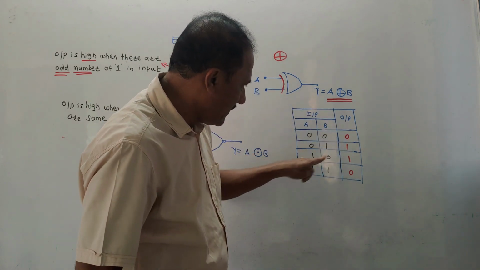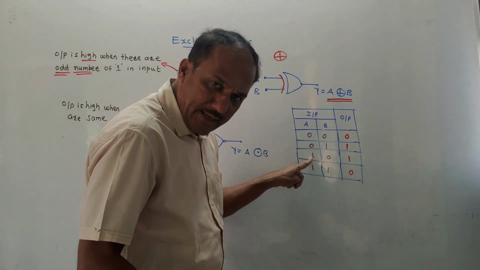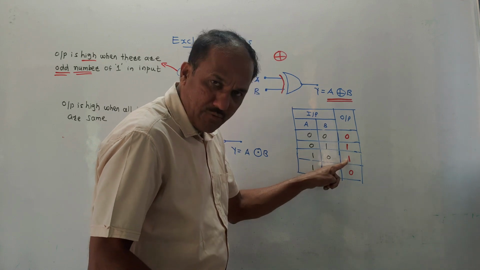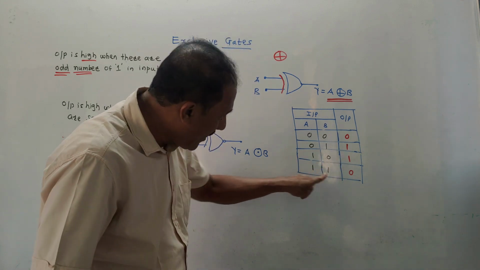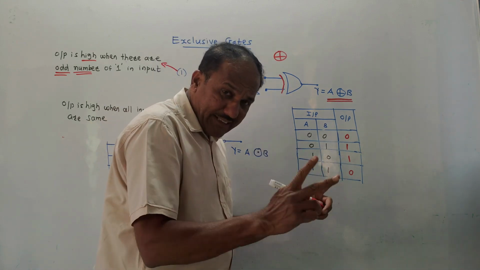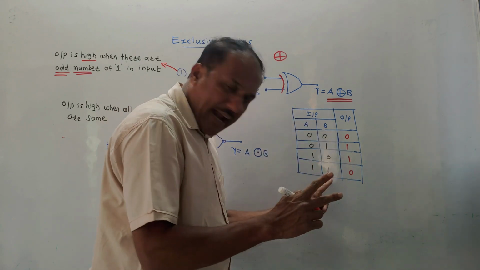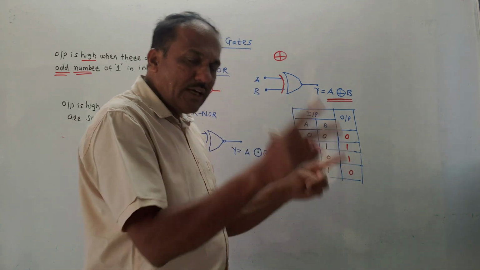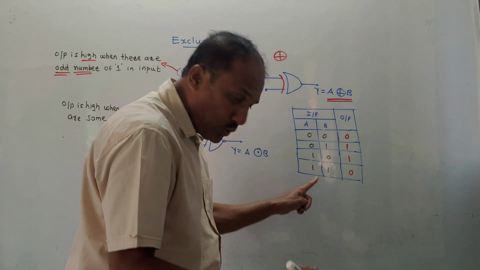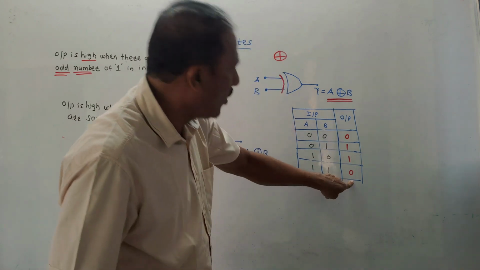So output is 1. Then 1, 0. Again, only one time logic 1 is there. So output is 1. That is high. Then 1, 1. Both the inputs, that is both A and B, are logic high. So there are 2 ones. 2 is an even number. So output is 0.